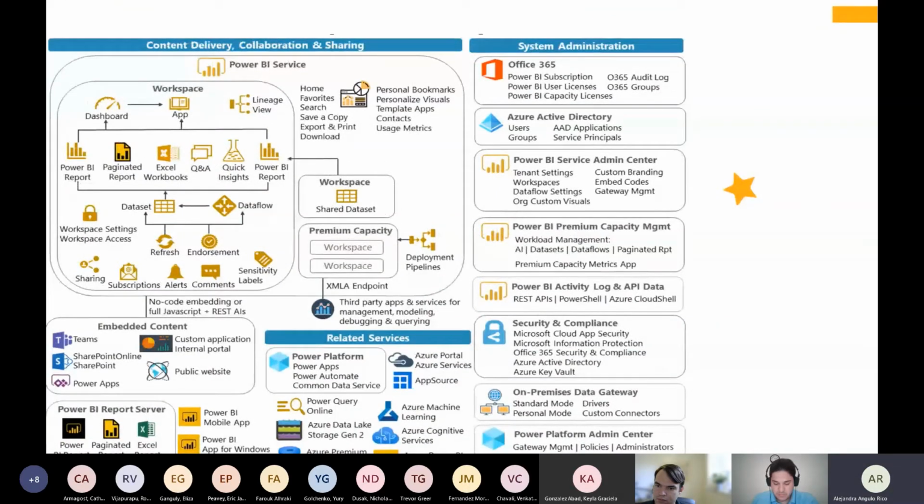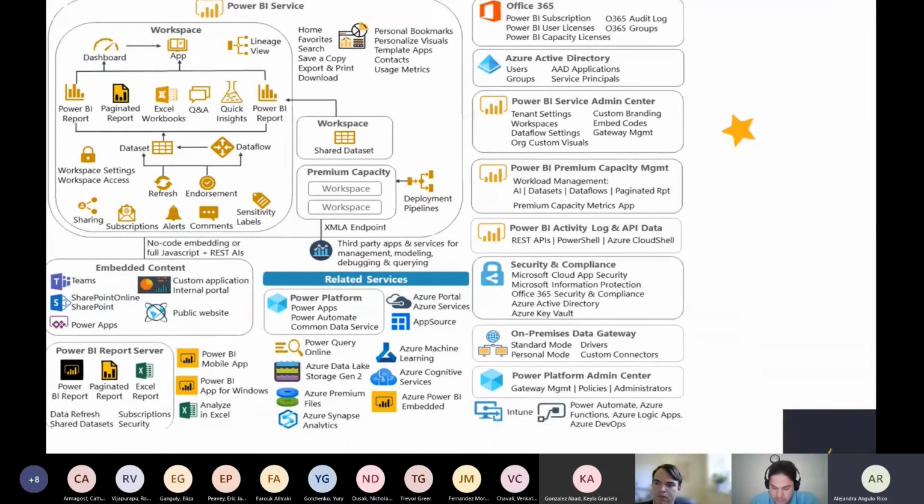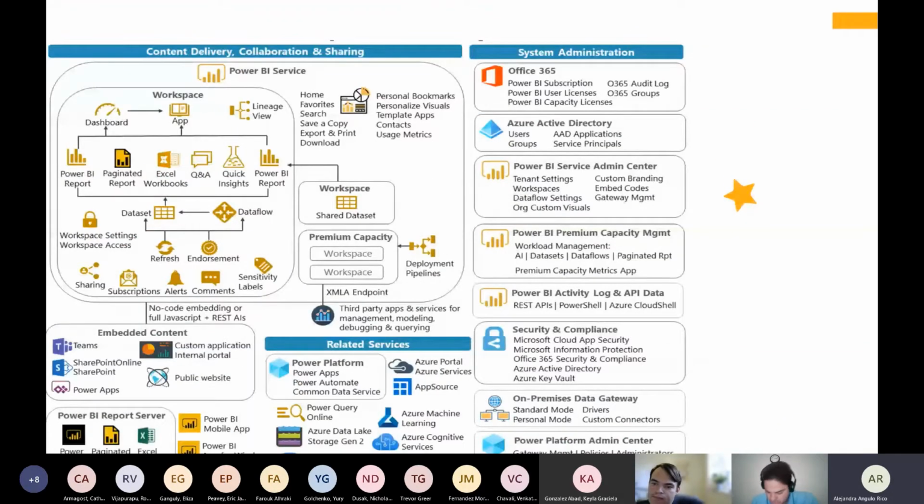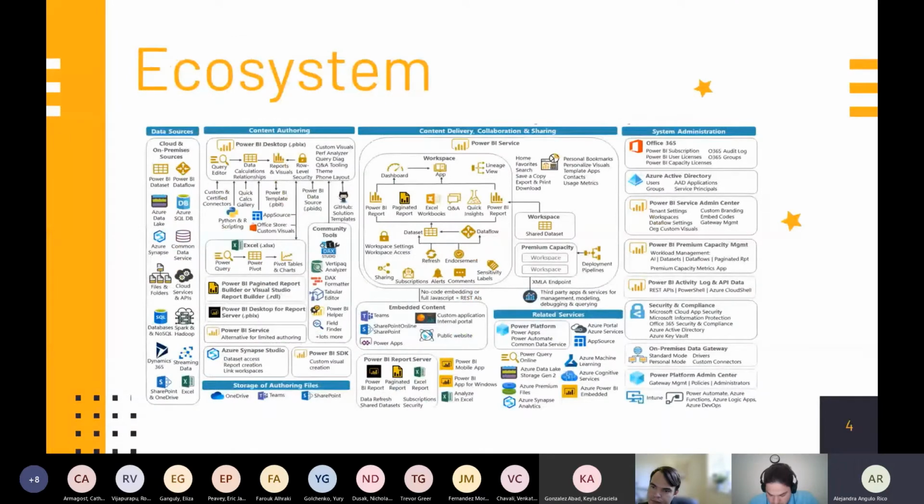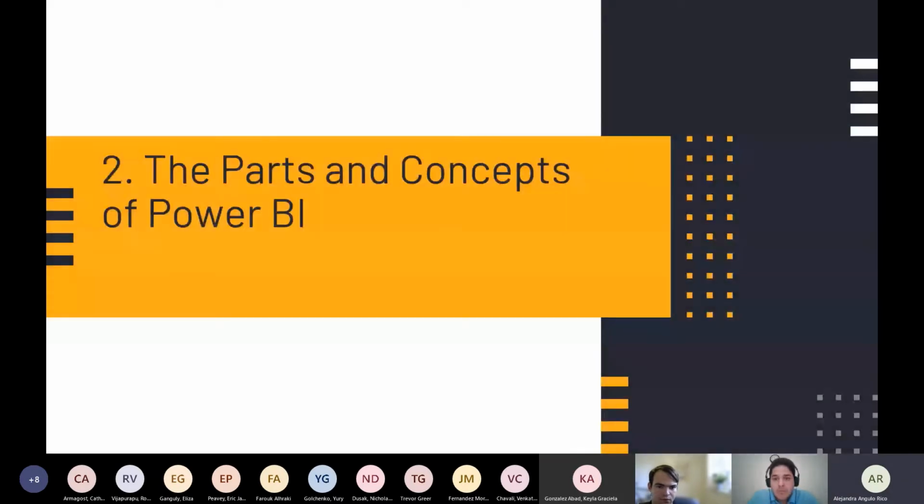Then we've got, I must say, my least favorite part, and also the most boring for me, which is the system administration. Security is important as well, but it's boring for me. So there is Azure Active Directory. We have the security and compliance, all those sorts of stuff. And as you can see, you can also connect to Office 365, which is now, of course, Microsoft 365. And that's basically the ecosystem of Power BI.